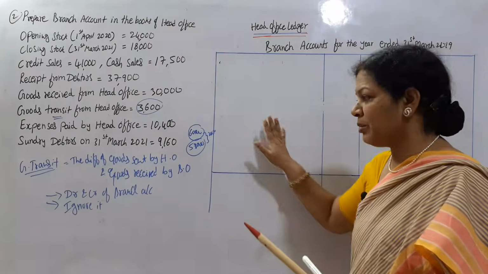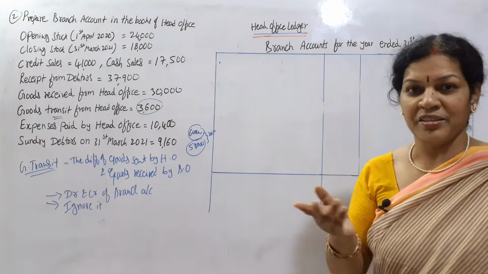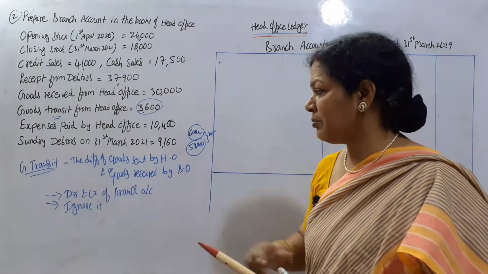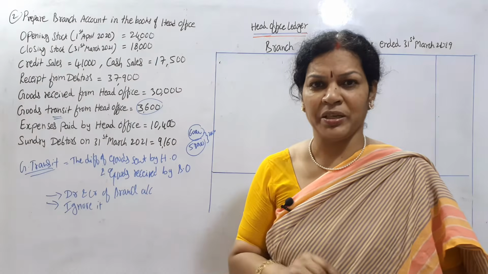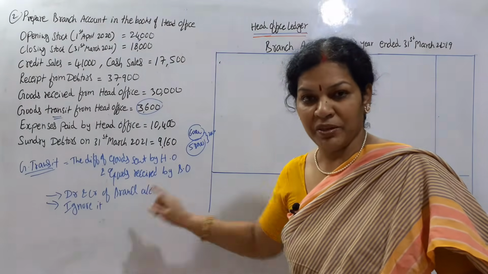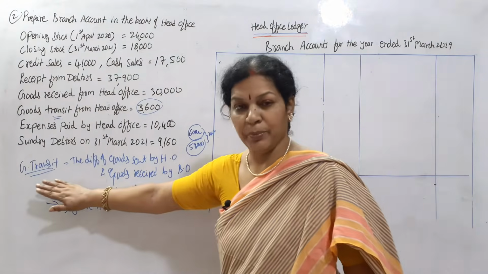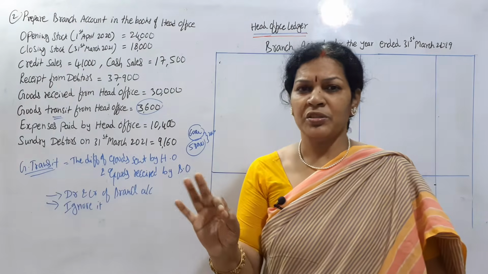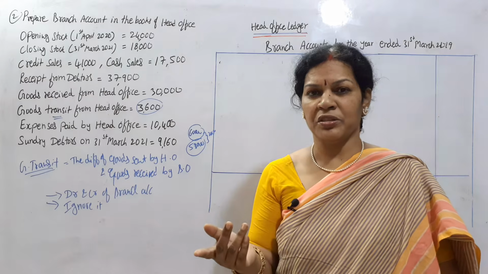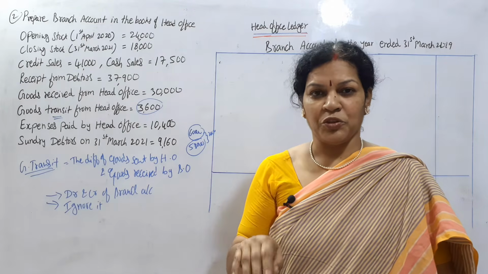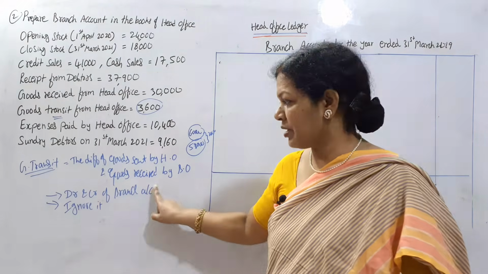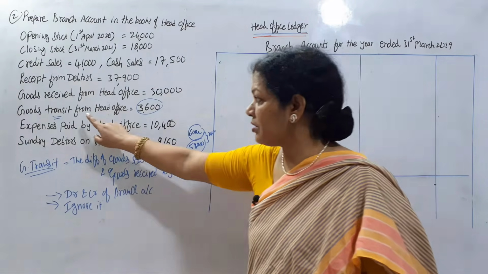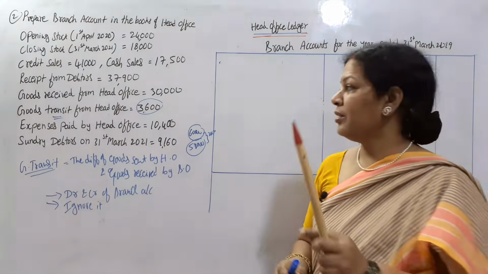When you write it on the debit side and credit side, it doesn't make any difference while calculating the profit. In the same way, if you ignore it also, that doesn't make any difference. That is why we can follow any one method. Are you getting it? Very important point. Goods in transit means nothing but the difference between goods sent by the head office and goods received by the branch office. You can write it on the debit and credit side or ignore it. This is about goods in transit from head office.